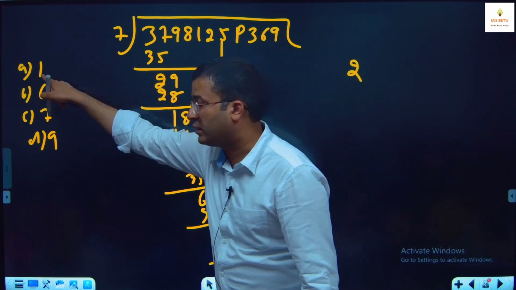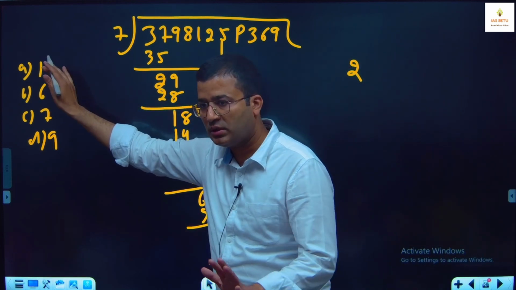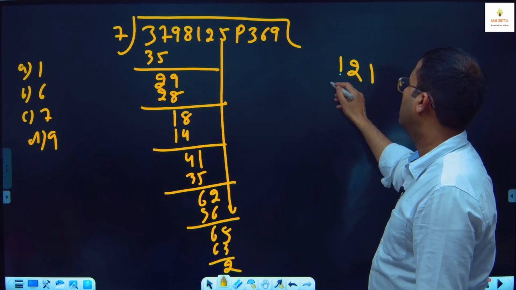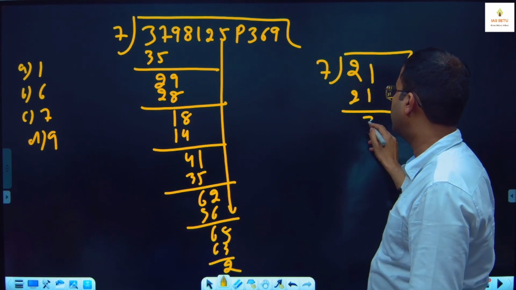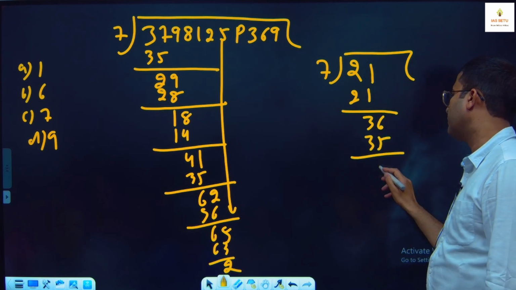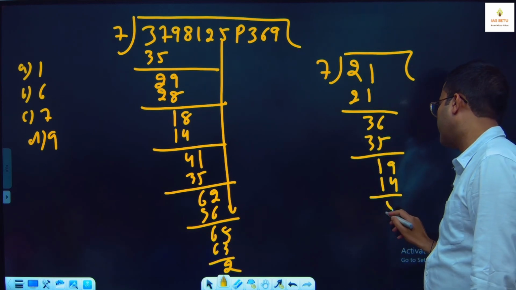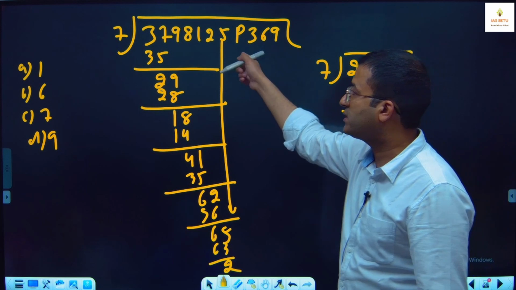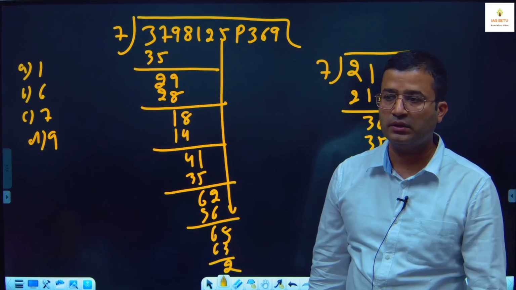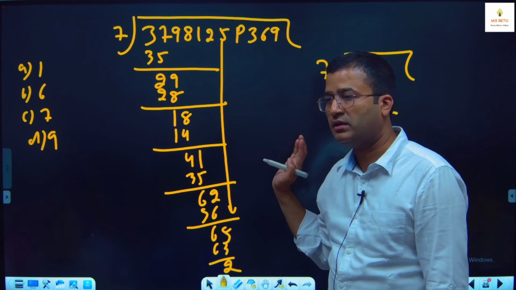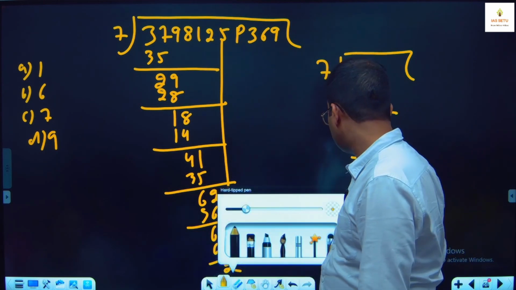I put 1, I use the answer option. I put 1. After that we get 36, 35, 19, 14, remainder 5. If you replace this P with 1, it is not divisible by 7, you are getting a remainder. 1 does not fit in place of P. I tried, so it is wrong.